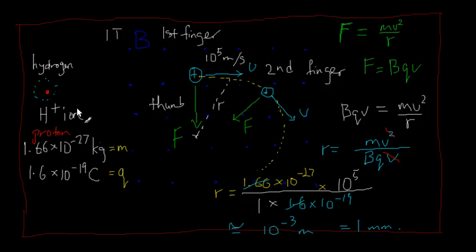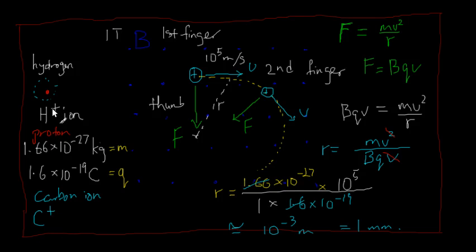Now suppose that instead of a hydrogen ion, let me think of another atom. Let me think of, say, a carbon ion. Now, a carbon ion is heavier. It is represented by C+, meaning a carbon atom that has lost an electron.